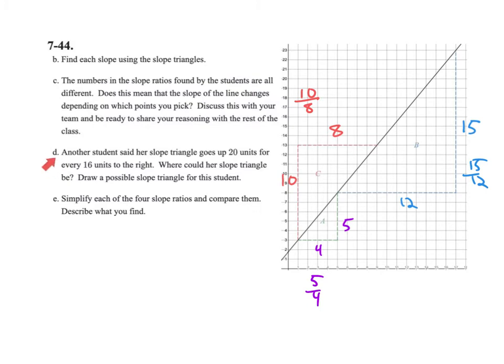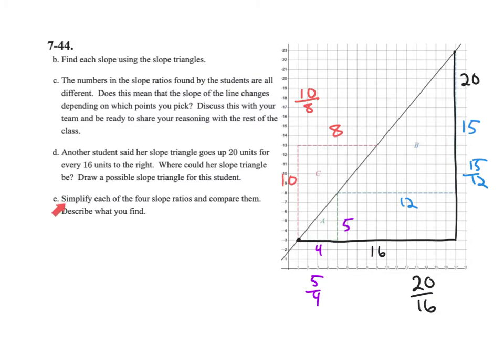Okay, before we answer that, another student says that her slope triangle goes up 20 units for every 16 units to the right. So now we've got even another ratio here, 20 over 16. Where could her slope triangle be and draw it? Well, I think it could be a bunch of different places. Let's choose this spot here. Okay, so 20 and 16 there.